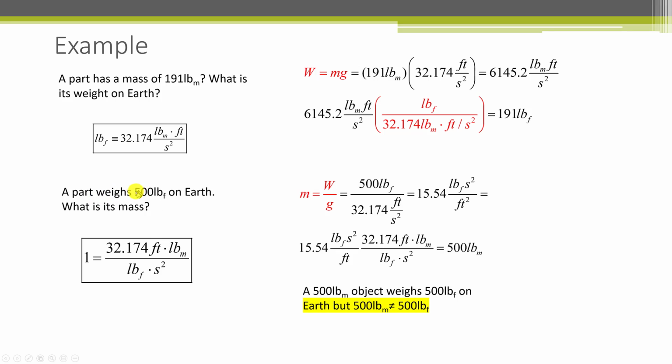The second part of the problem is a part weighs 500 pounds on Earth. What is its mass? So we just take mass equals W divided by g from this formula. Take the 500 divided by the gravitational acceleration, and we get this value, which has pound force second squared per foot squared units. So here, to convert it to mass, we have to multiply by 32.174 because we need this pound force to cancel. We're trying to get pounds mass, so we take the reciprocal of the conversion factor. These will cancel out and you end up with 500 pounds mass.